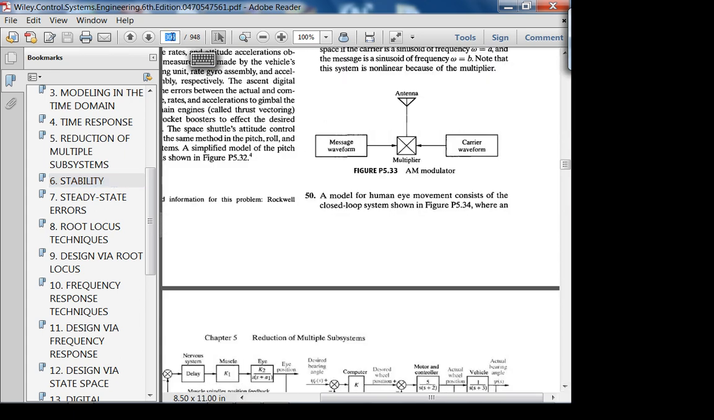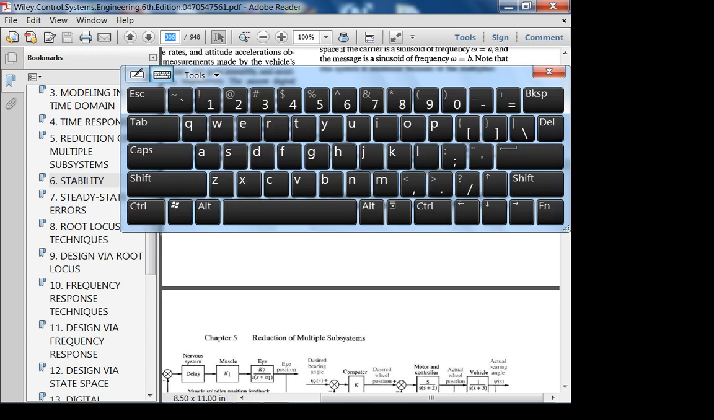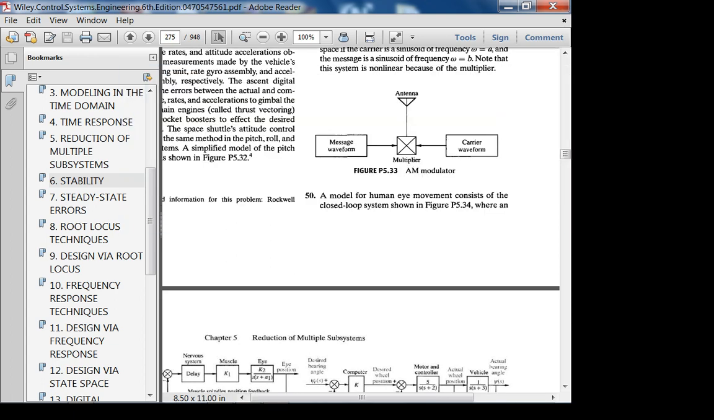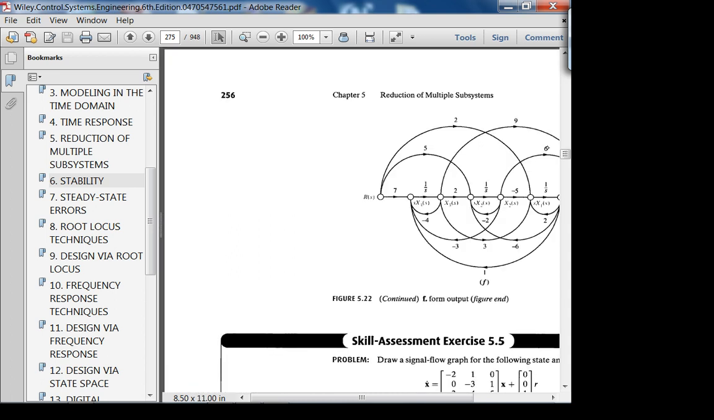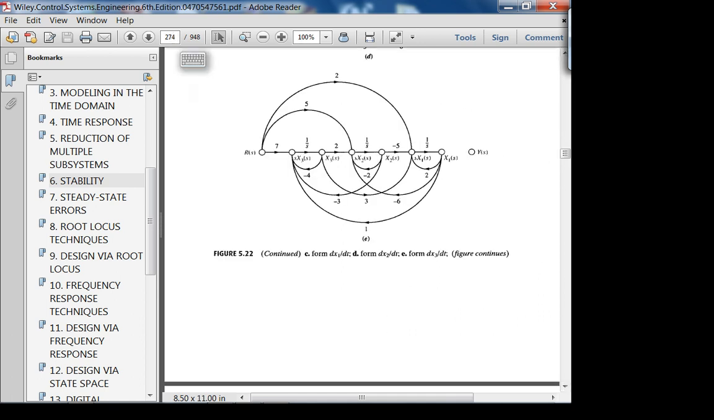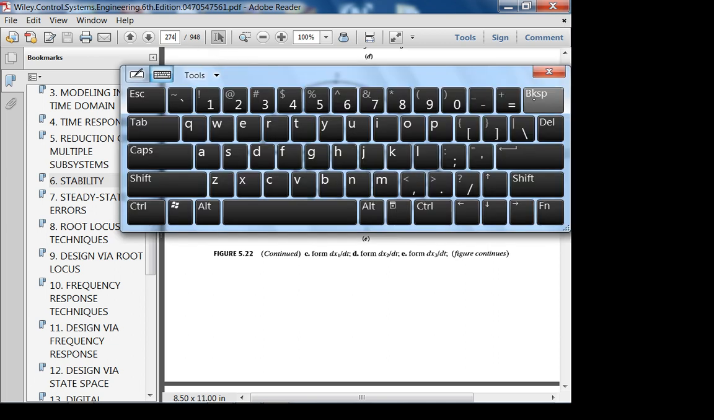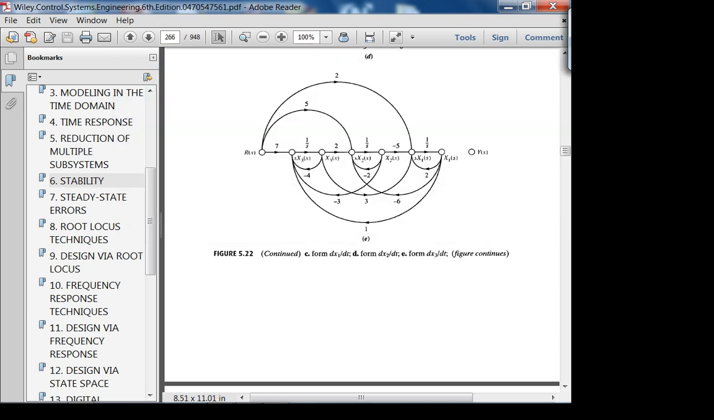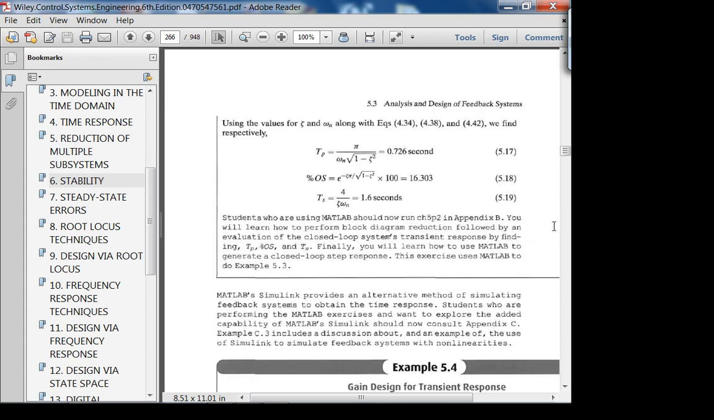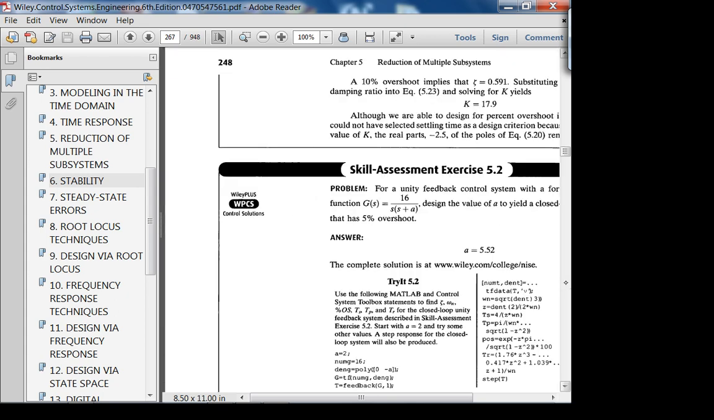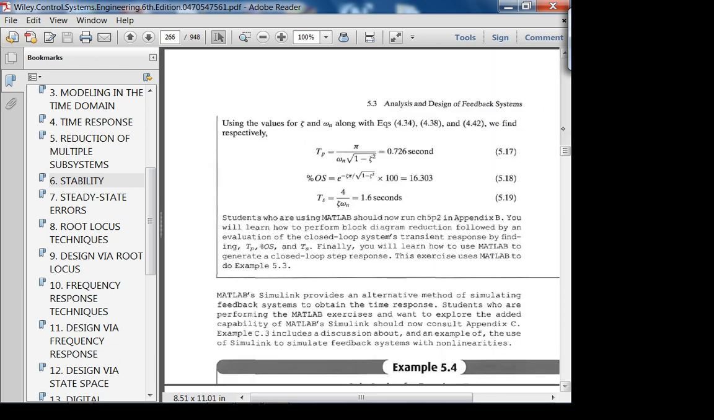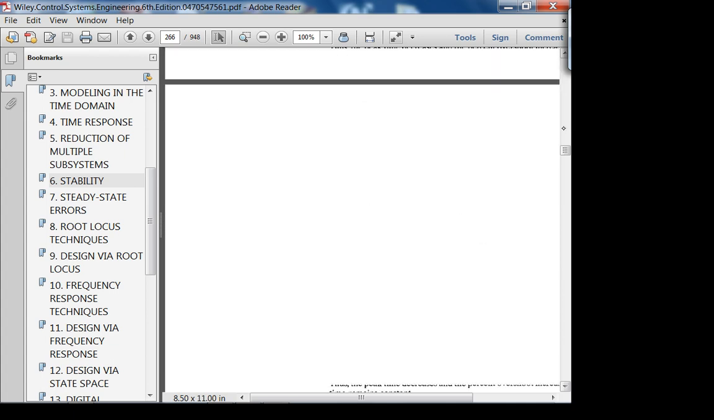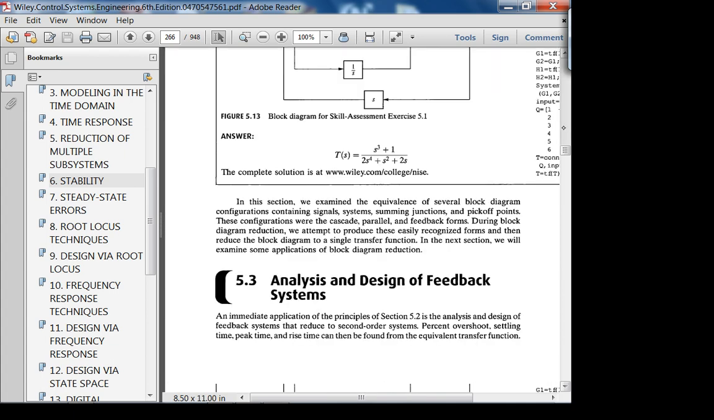I'm really not going to show you the other problems because I just can't scroll without my keyboard. So hopefully, let me see if this works. 275. Oh, my bad. It's 248, mine was on 245. Okay. Okay, here it is.